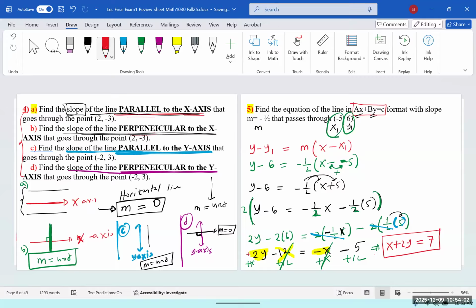So first you replace, and then you can get rid of the denominator, and then bring x and y next to one another. So these are the steps for finding the equation.